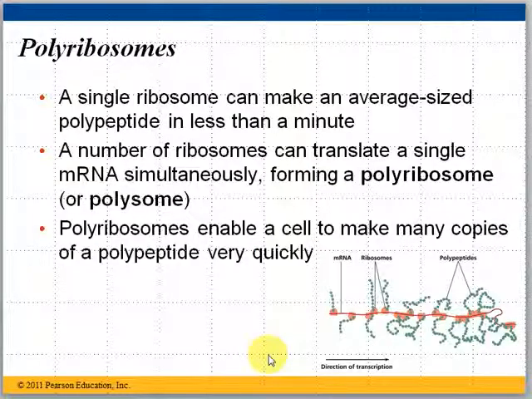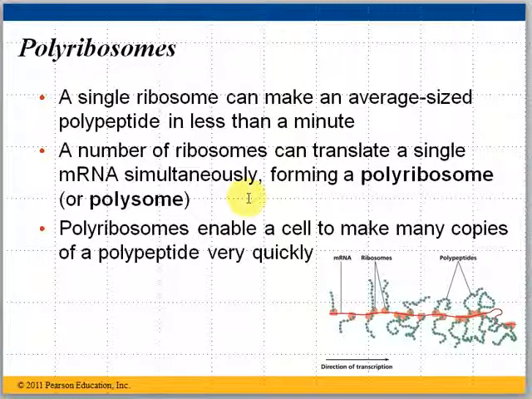So now let's go to what we call polyribosomes. A single ribosome can make an average size polypeptide in less than a minute. So it's a pretty fast process, but what we need oftentimes in the cell are many copies of polypeptides, many proteins. Proteins are the building block of almost everything within the body, so we need a lot of them. A number of ribosomes can translate a single mRNA simultaneously, and when they form this complex, we call that a polyribosome or a polysome.